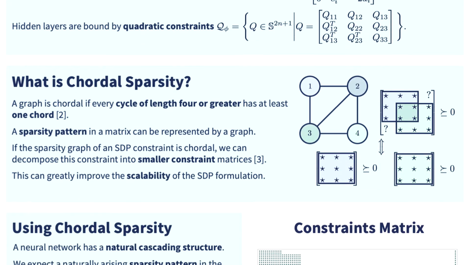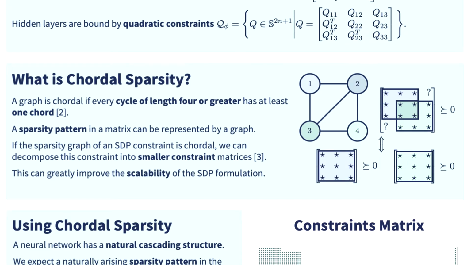So what is chordal sparsity? The concrete definition is that any cycle of length 4 or greater has at least one chord. Think of a graph made up of purely lines and triangles. By representing the matrix as a chordal graph, we can decompose the semi-definite program constraint into smaller constraint matrices, which can greatly improve the scalability of the problem.